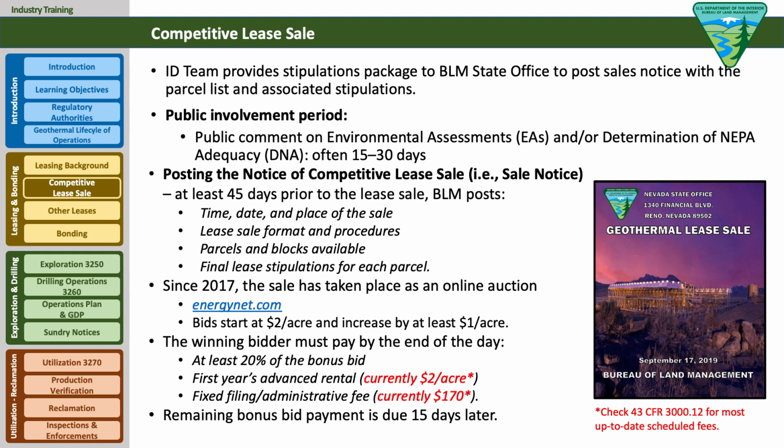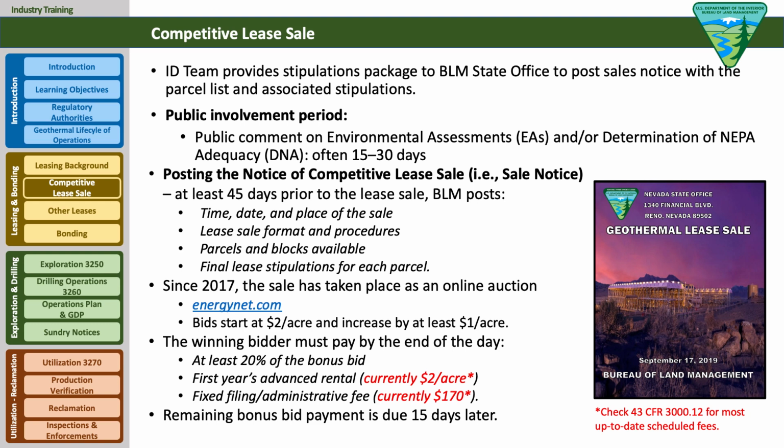Bids at the auction, also called bonus bids, start at $2 per acre and increase by at least $1 per acre. The winning bidder is required to pay a portion of the lease sale price by the end of the auction day to claim the lease, namely, at least 20% of the bonus bid amount, advanced payment of the first year's rental cost, or $2 per acre, and the fixed administrative filing fee, currently $170.